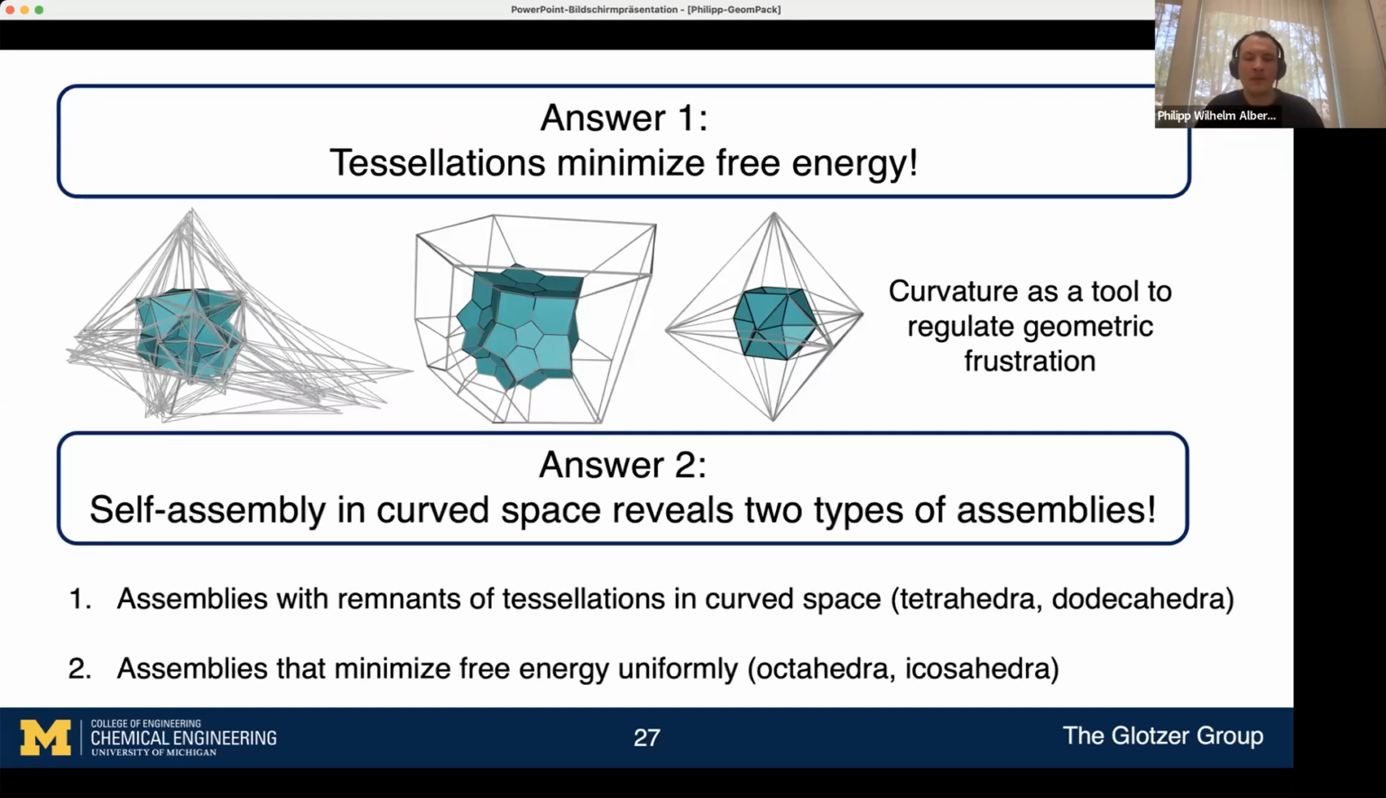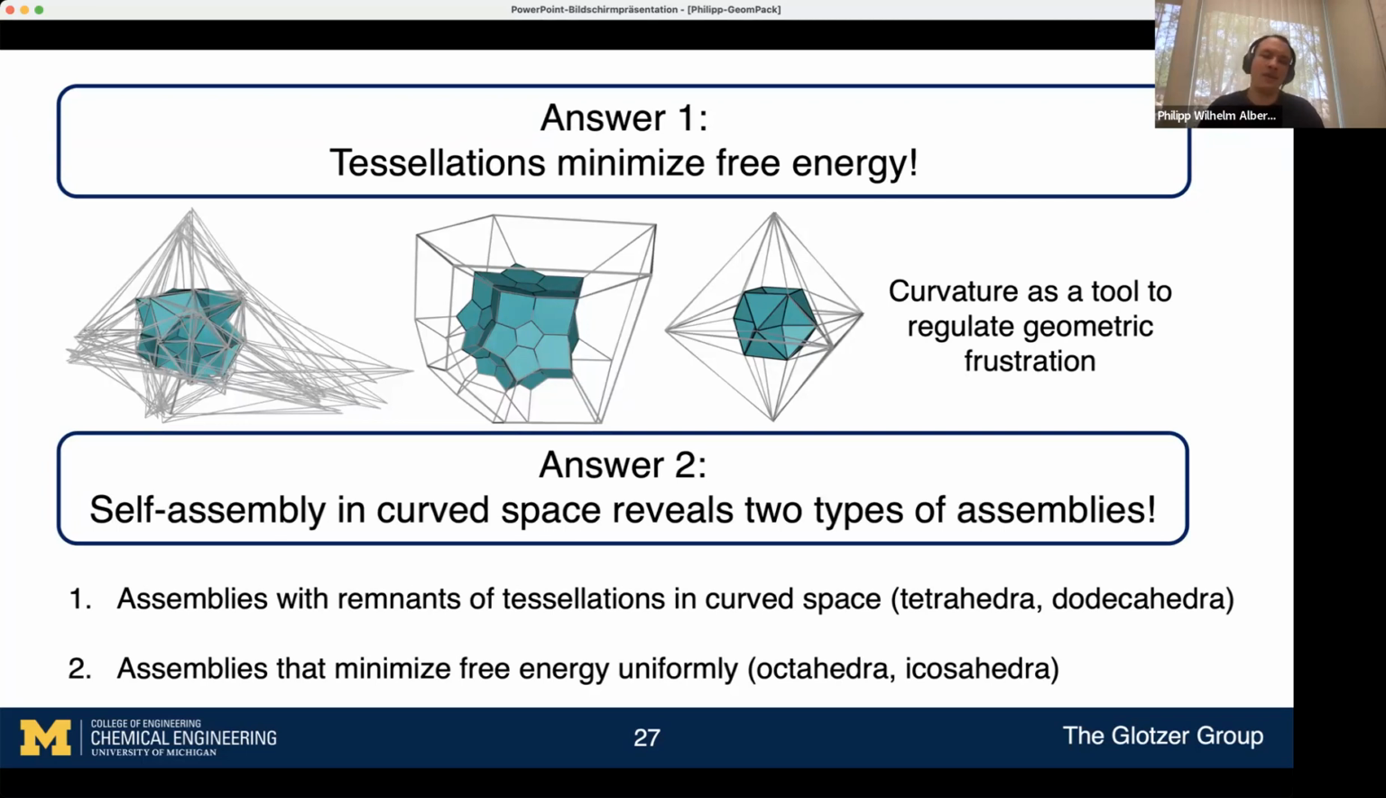One are the assemblies which are remnants of tessellations in curved space, for example, the quasi-crystal phase of tetrahedra, which is related to the 600 cell, or the beta manganese crystal for hard dodecahedra, which is related to the 120 cell. But there are also assemblies which minimize free energy uniformly and have nothing to do with the tessellations in curved space, for example, octahedra and icosahedra.